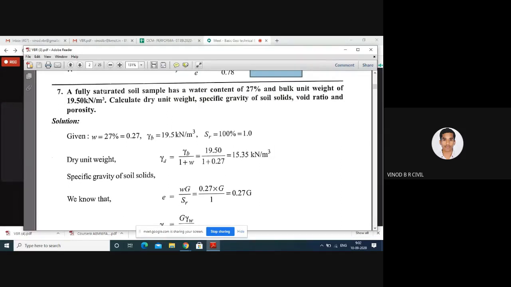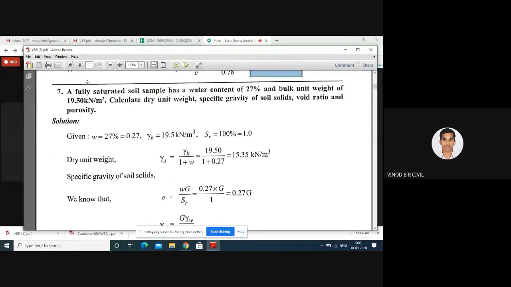Take down the next problem. A fully saturated soil sample has a water content of 27% and bulk unit weight of 19.5 kilonewton per meter cube. You have to calculate dry unit weight, specific gravity of soil solids, void ratio and porosity.